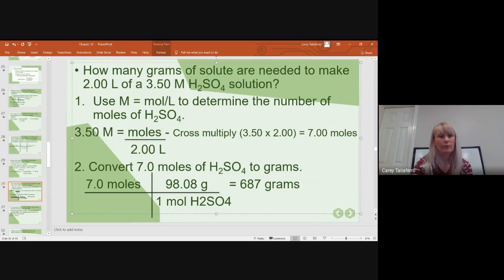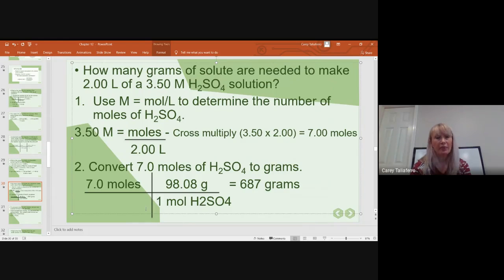So here we go. I'm going to fill in what I know. I know that the molarity is 3.50 molar. And then I know that the volume is 2 liters. I can cross multiply and figure out how many moles I have. When you do that, you get 7 moles. I'm going to need 7 moles of sulfuric acid, H2SO4.